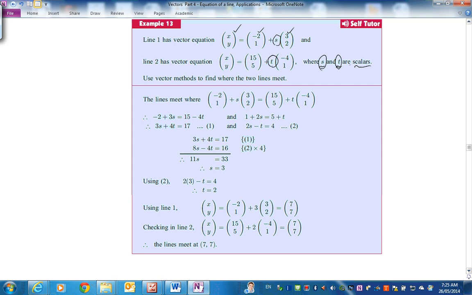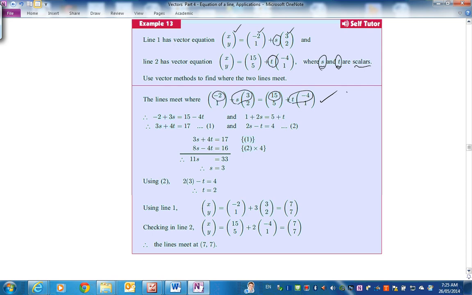Okay, so where would the lines meet? Well, you could say when the vector equations were equal. Let's do it. Neg2 plus s times 3 must equal, this is the, what are these? These are the x values must be the same. Because you could have said it differently here.